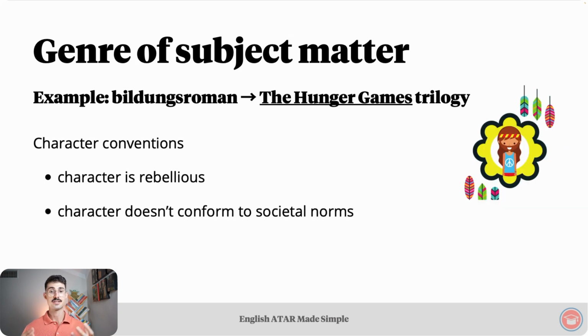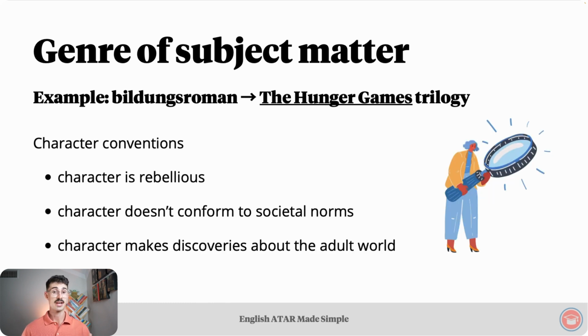The character doesn't conform to societal norms. Maybe you can relate to this one too. Katniss doesn't subscribe to her celebrity status after winning the first Hunger Games. Another convention, the character makes discoveries about the adult world. In the Hunger Games, Katniss discovers harsh truths about the Capitol. For instance, its corruption and the ulterior motives of President Snow.